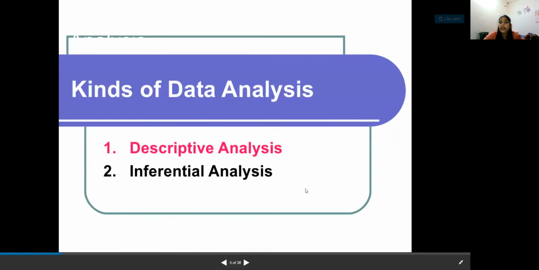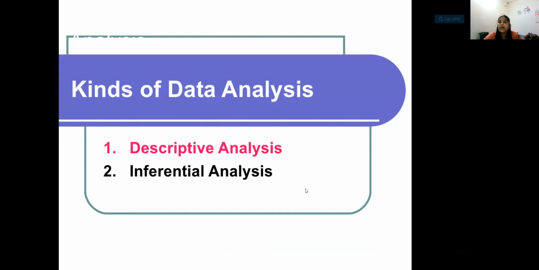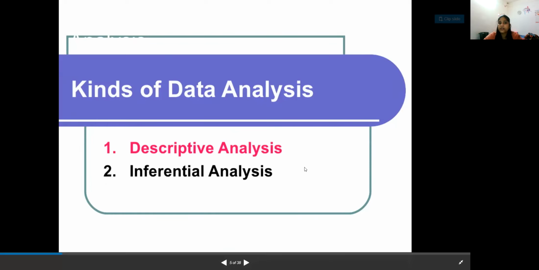Okay, first is the kind of data analysis. Which type of data analysis are we using in the research? First one is descriptive analysis. Second one is inferential analysis. First we are moving to what is descriptive analysis.